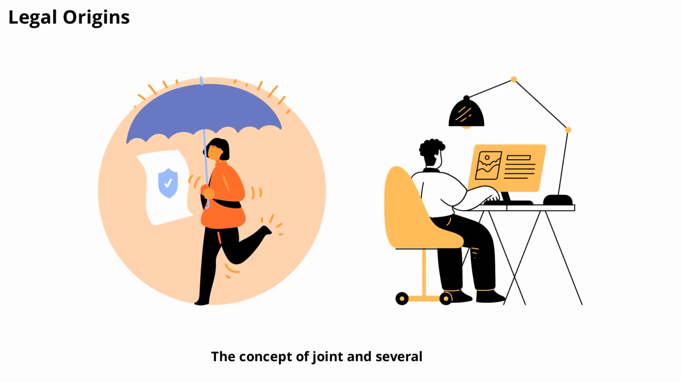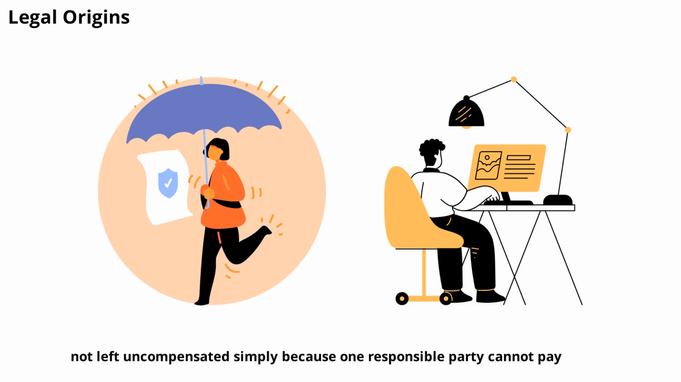The concept of joint and several liability has its roots in common law, which forms the basis of legal systems in many countries, including the United States and the United Kingdom. Over time, this principle has evolved to address fairness and practicality in situations where multiple parties are involved. Courts use it to ensure that victims or creditors are not left uncompensated simply because one responsible party cannot pay.